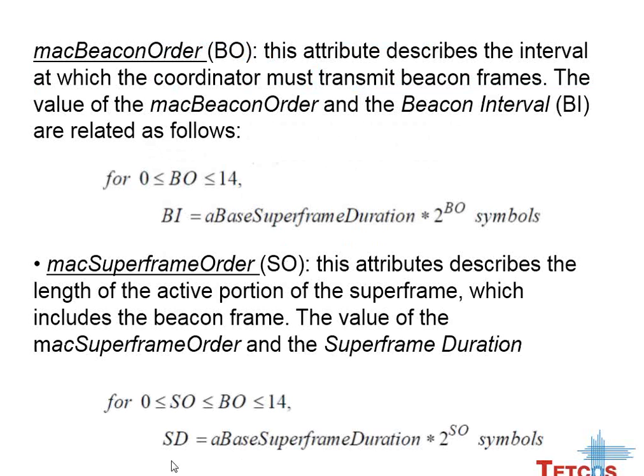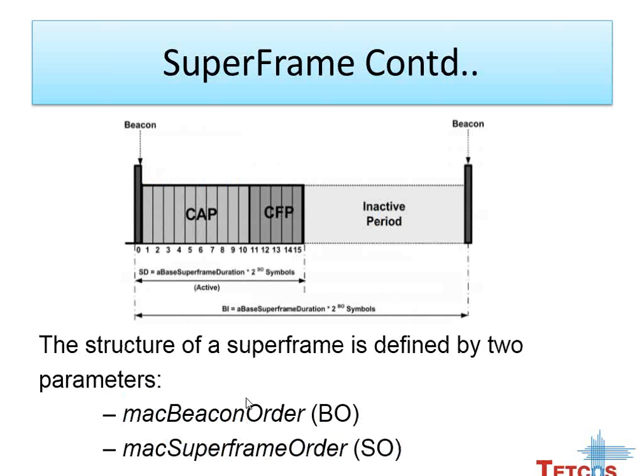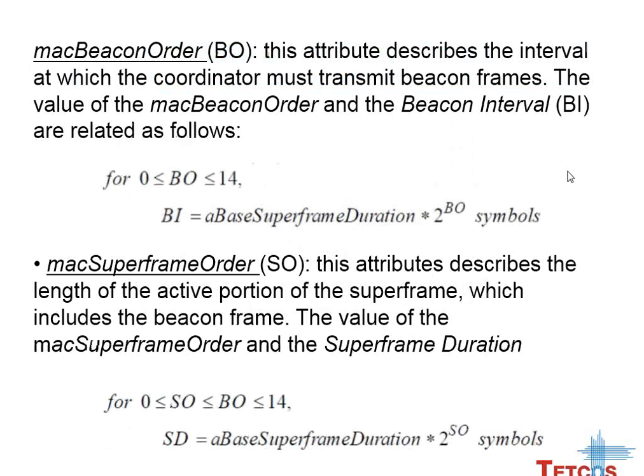The superframe order determines the superframe duration, that is the active period. And same, the formula is also aBaseSuperframeDuration into 2 to the power superframe order. And superframe order should always be less than or equal to beacon order, as the active period cannot overlap with another beacon's active period.